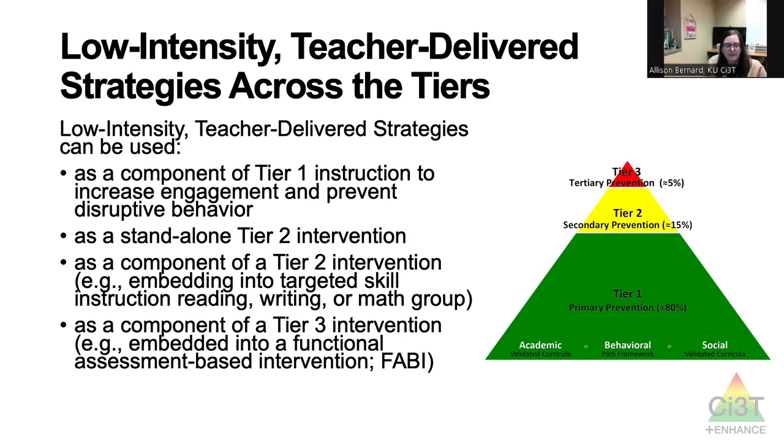So like Kathleen mentioned earlier, we have 4 ways that you can implement low intensity teacher delivered strategies across the tiers. First, you can use it as a component of Tier 1 instruction as a means to increase engagement and prevent disruptive behavior, or you can use it as just a standalone Tier 2 intervention and increase its intensity a little bit for a few students. Additionally, it can be used as a component or a part of a Tier 2 intervention. So perhaps embedding it into a targeted skill, such as through writing instruction. And then it can also be used as a component or part of a Tier 3 intervention as well.